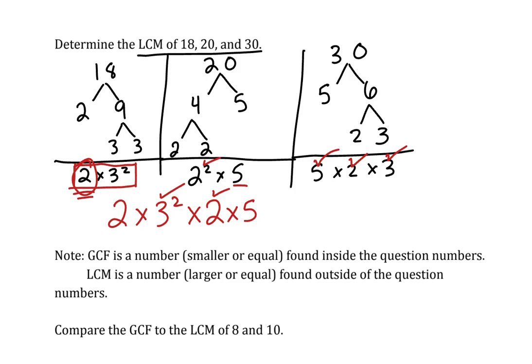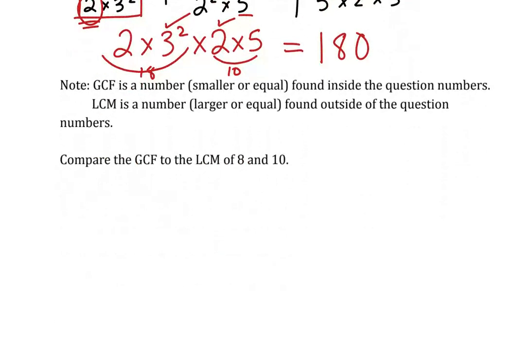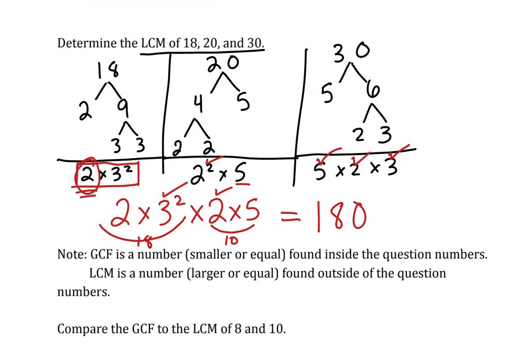Okay? So the way that I would multiply this out in my head is I would say 2 times 9 is 18. 2 times 5 is 10. I always love to find ways to multiply out to 10 because multiplying 10 by any number is so simple. So 18 times 10 is going to be 180. So that would be the lowest common multiple of 18, 20, and 30.